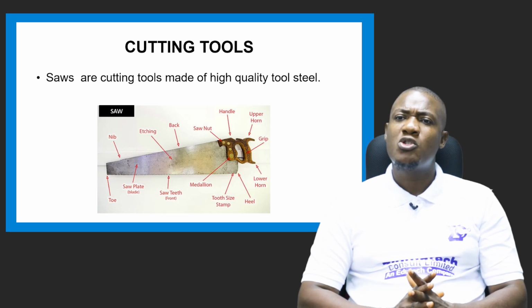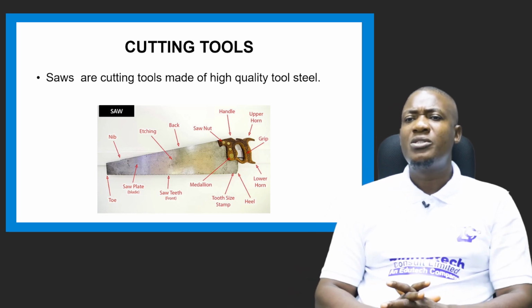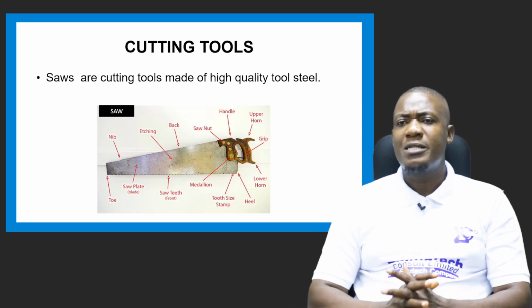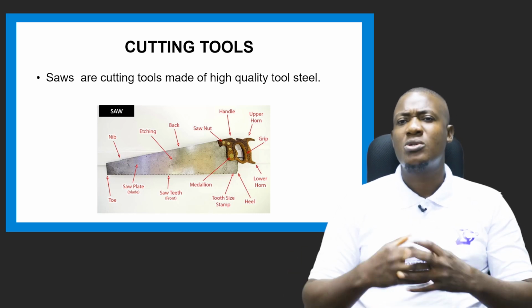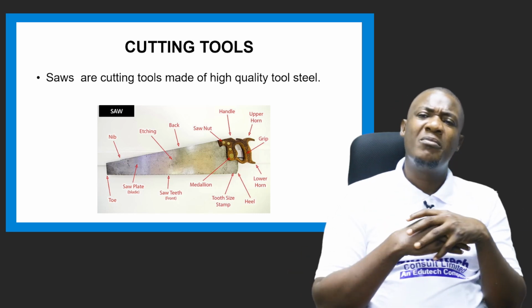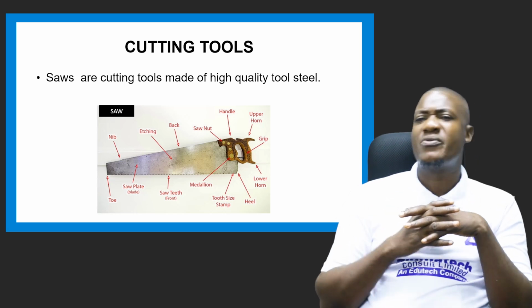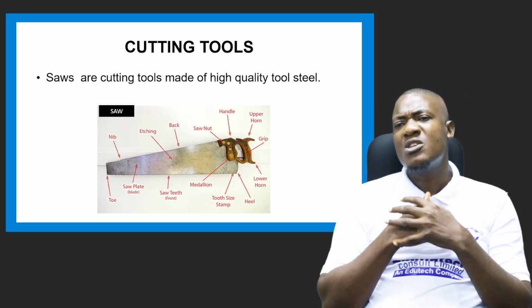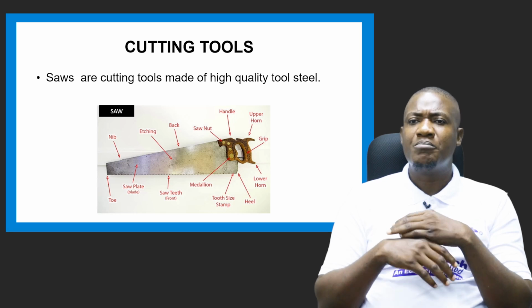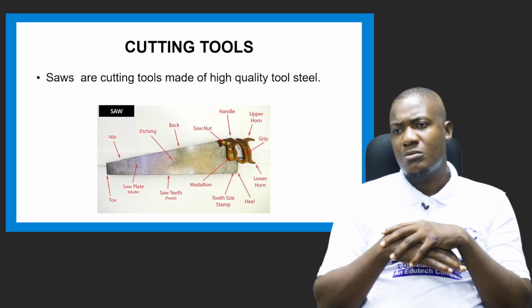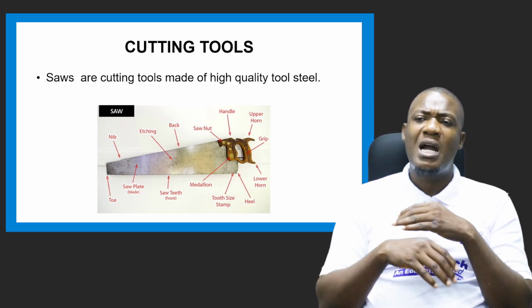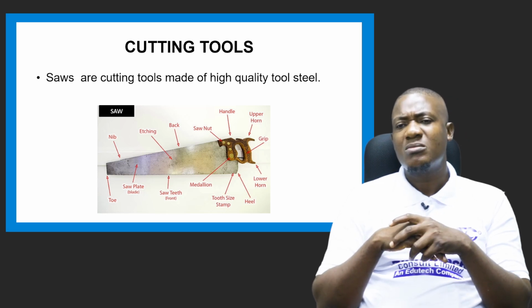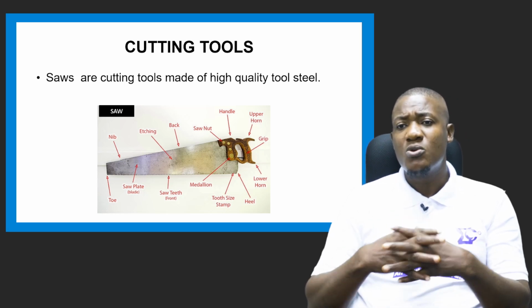We also have cutting tools. These are different woodwork hand tools, cutting tools. Just as their name, from their name you can tell what they are used for. Cutting tools basically are used for cutting wood. They are made from high quality steels. They are used for cutting wood.